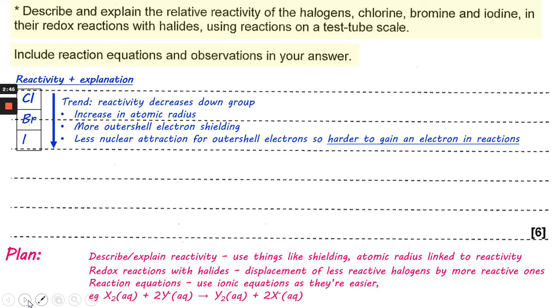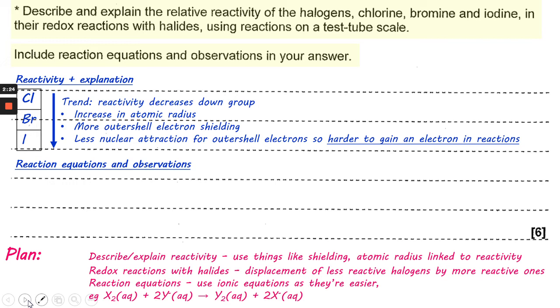If you remember, what do halogens do in reactions? They gain an electron in their outer shell. So anything that slows that down is going to make that halogen less reactive. So the reaction equations and observations, it's basically thinking about what's going to displace what. So chlorine will displace the other two, bromine will displace iodine, but not chlorine.